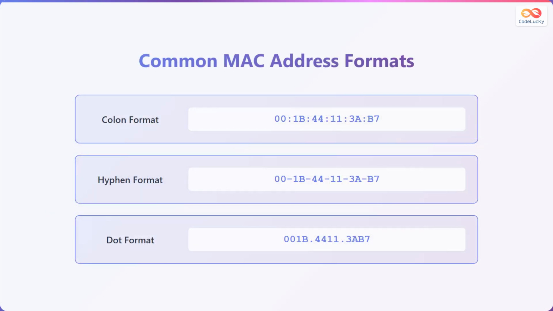There are three common formats for representing MAC addresses. The first one is colon format. For example, 00:1B:44:11:3A:B7. The second one is hyphen format. For example, 00-1B-44-11-3A-B7. And the third one is dot format. For example, 001B.4411.3AB7.